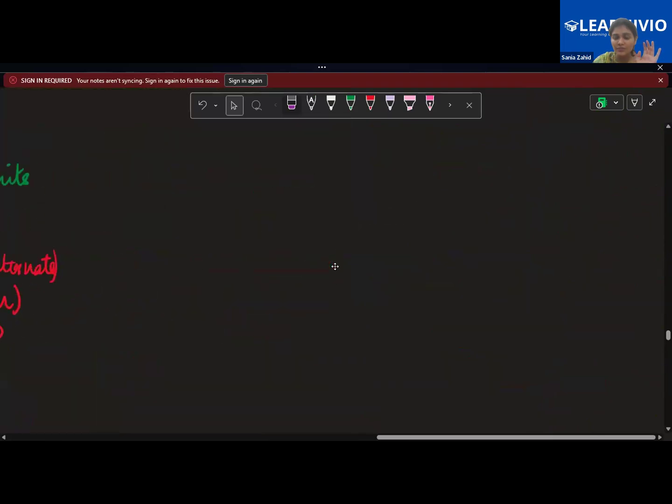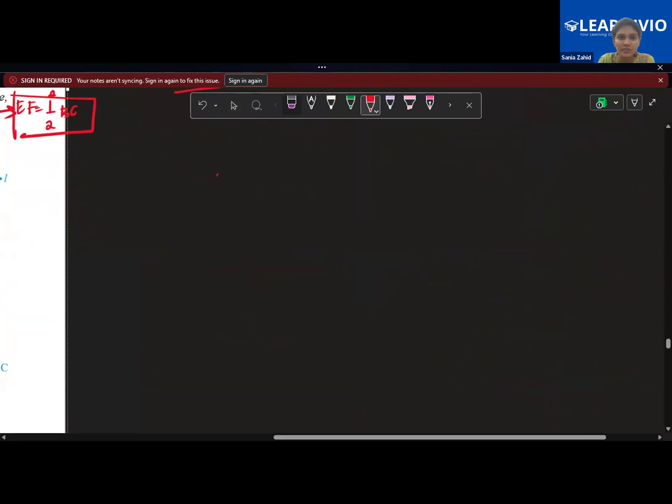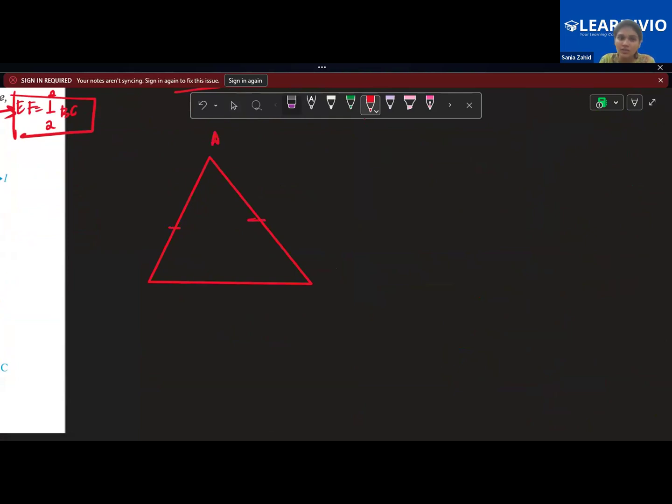I will first of all draw a triangle. Let's suppose this is ABC. I have the midpoints E and F. This thing was already given to me. What was my construction? I draw a line parallel to this line, so this line and this line are parallel. I extended this line to a point D. Now I will prove this triangle and this triangle congruent by ASA congruency.